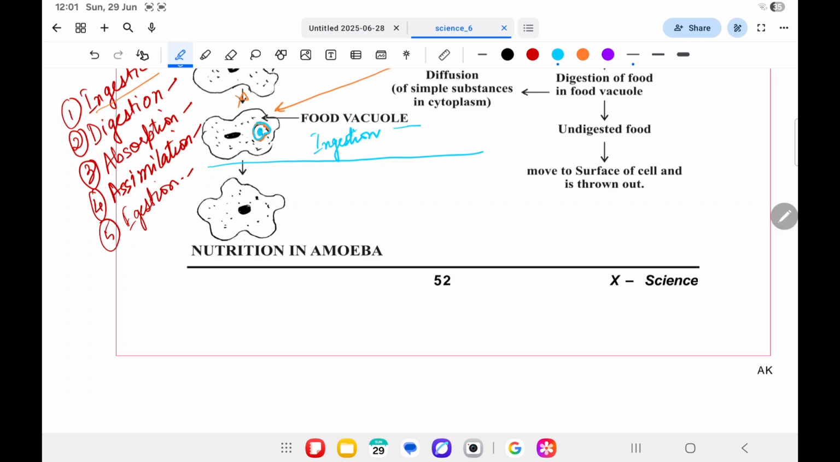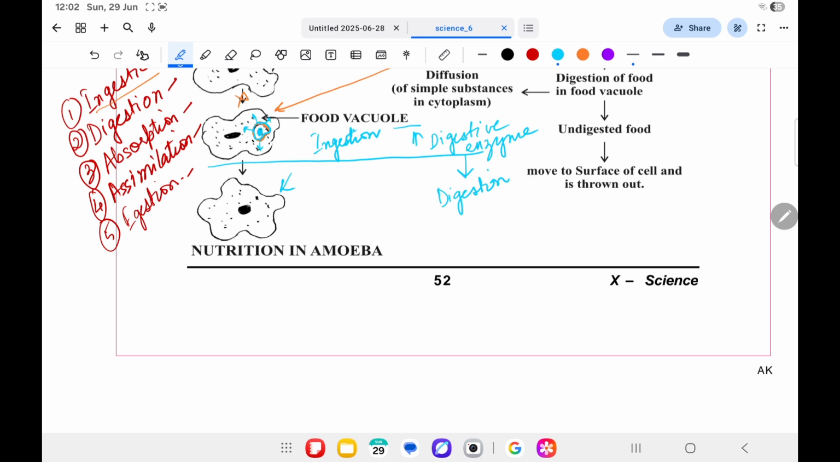In this food vacuole, the digestive enzymes are released. What do these digestive enzymes do? They break down the complex food substances into simple soluble forms. This process is known as digestion. The next step after digestion is absorption, according to Holozoic nutrition, and the same thing happens in amoeba. The soluble food substances from the food vacuole are then absorbed into the cytoplasm.